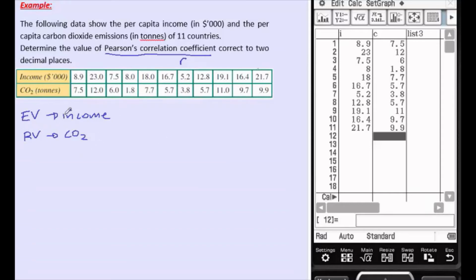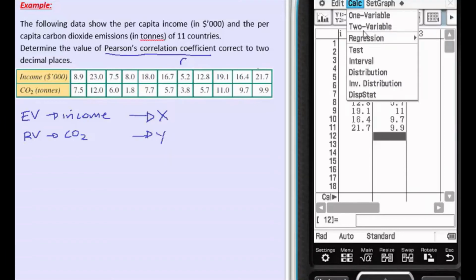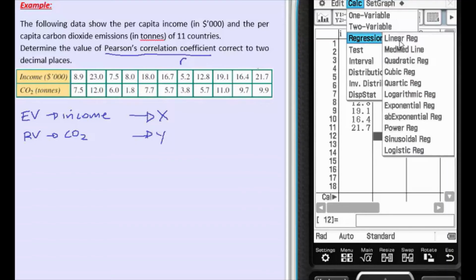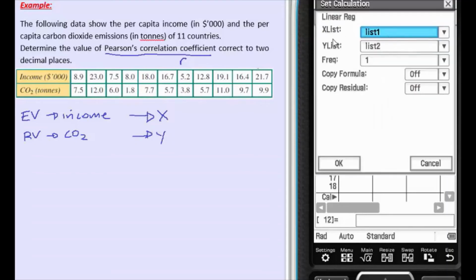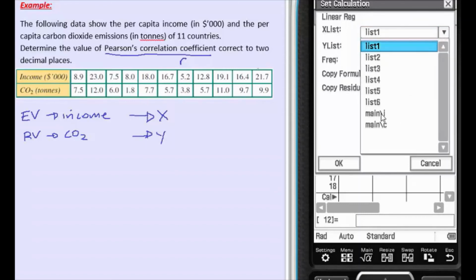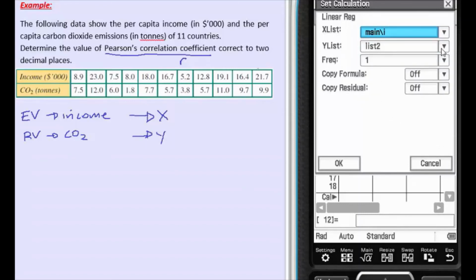So now I've got that, I know that in here my X list is my explanatory and my Y list is always my response. They will always be that X is explanatory and Y is response. So we're going to go to the calculator and we're going to say calc, and then we're looking here at regression. That's where we're going to move. So I'm going to say regression and linear regression. So I'm going to hit that, and it asks me what is my X and what is my Y. So it's asking me what's my explanatory and what's my response. So my explanatory variable is my income. My response variable is my carbon dioxide.